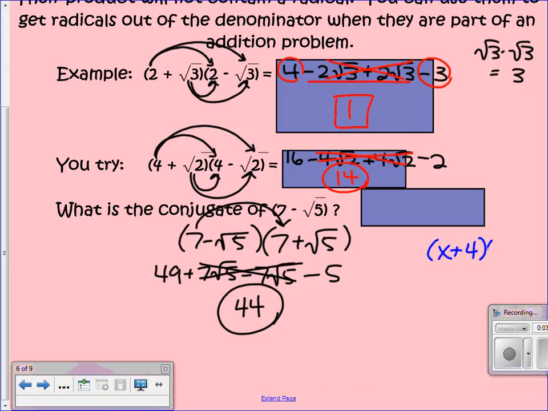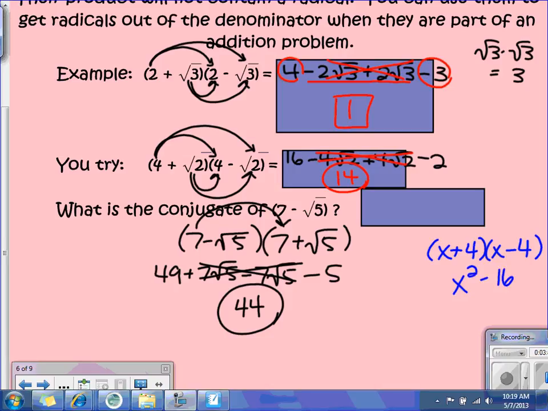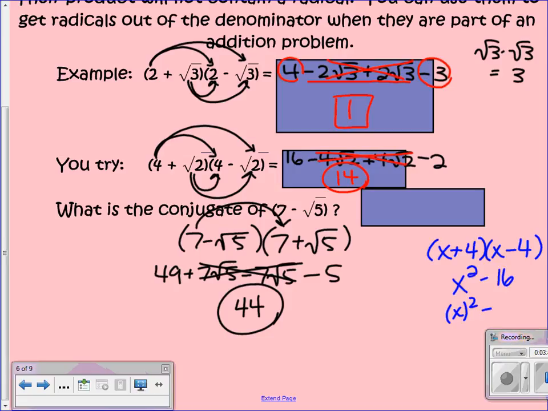Now, if you're starting to recognize that this is something squared minus something squared, you are right. Do you remember when we did problems like this? You guys told me the answer was x squared minus 16. That's because you did the x squared minus the 4 squared. It is the same thing. If you have the addition problem and subtraction problem, you're going to end up with the 7 squared minus the square root of 5 squared. We ended up with 49 minus 5. So we can go straight to that if you want.